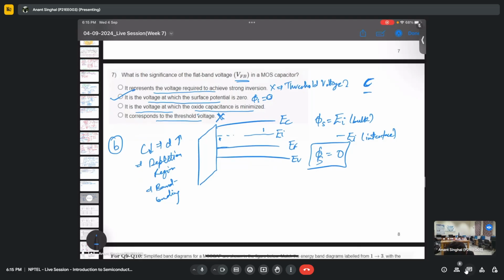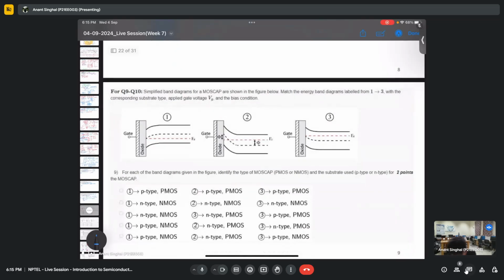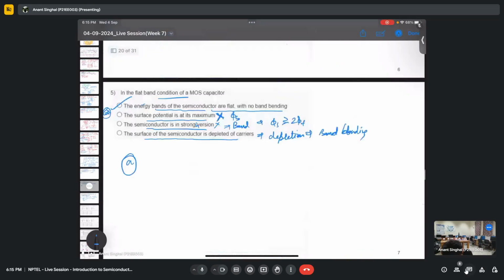So let's move ahead now. Yeah, so this is good now. We have a simplified band diagram for a MOS capacitor. Match the energy band diagrams labeled 1, 2, 3 with the corresponding NMOS and PMOS. I guess I have left one thing.